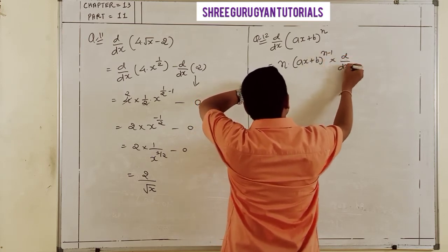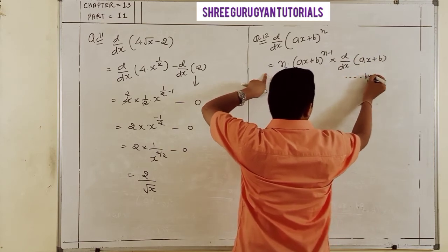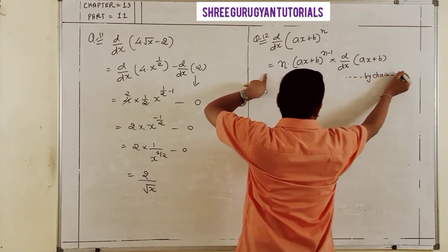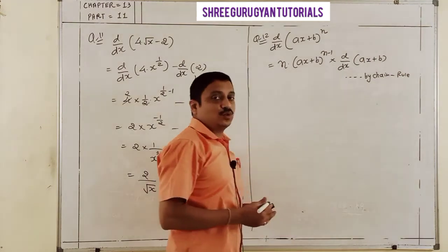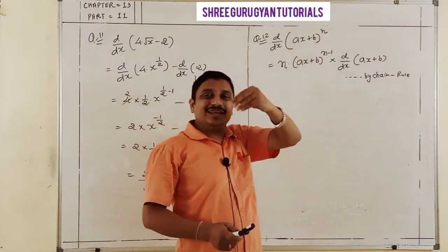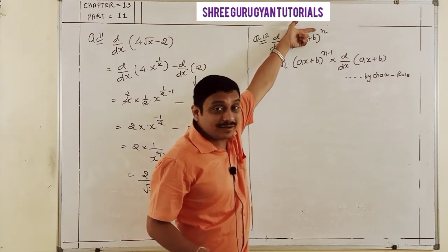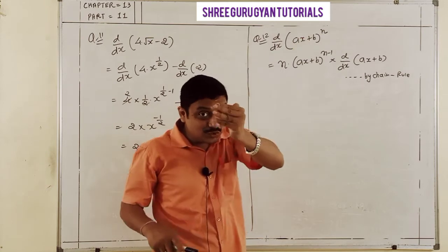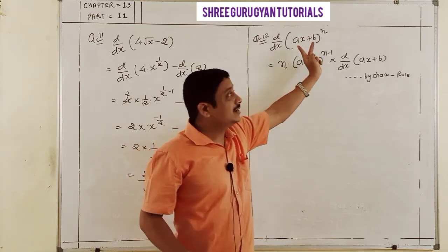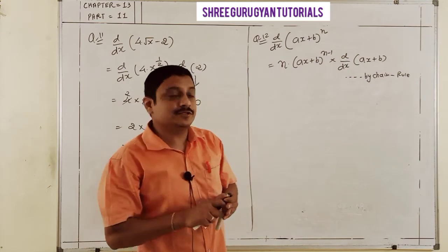And here the derivative of the inner part remains, by chain rule. One more time I repeat, students: chain rule means nothing but this. Whenever a power of 2, 3 or more is given, you operate like this. The inside is considered as x raised to n, so you apply the derivative of x raised to n as n x raised to n minus 1, and ax plus b is pending. Now I will show the derivative of ax plus b.